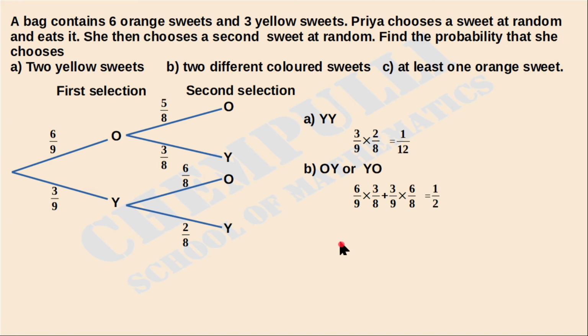Okay, then next, question number C. At least one orange seed is a very important part. At least one orange seed. At least one orange seed means one orange seed or two orange seeds. At least one means a minimum. The minimum number is 1. That is, minimum orange seed 1.